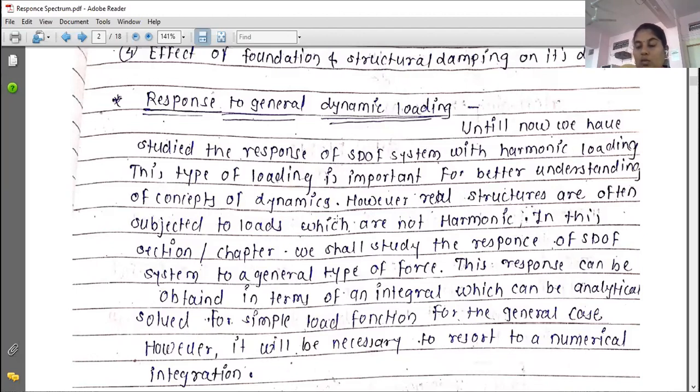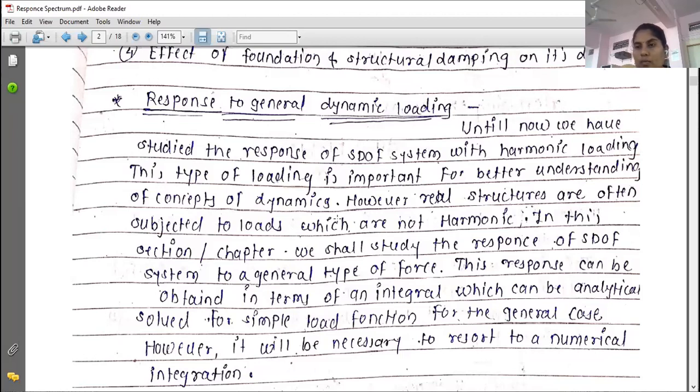Again, we have seen what free vibration is and what forced vibration is. Whenever an external force is applied to the system, we saw the derivations and the effect of that, all in unit number two and unit number three, for free vibration and forced vibration with damping and without damping, and it is also called harmonic loading.